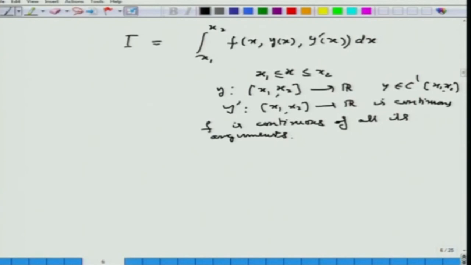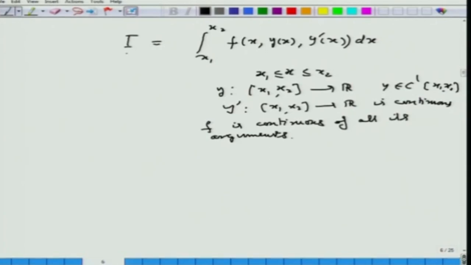So, there are three arguments for this function: x, y and y prime. Here f is a continuous function of these variables, and y in turn is a continuous function between x1 and x2, and y prime is also a continuous function. So overall this integrand becomes a continuous function from x1 to x2, and then by the Riemann criterion, we know that this integral I exists as a Riemann integral.